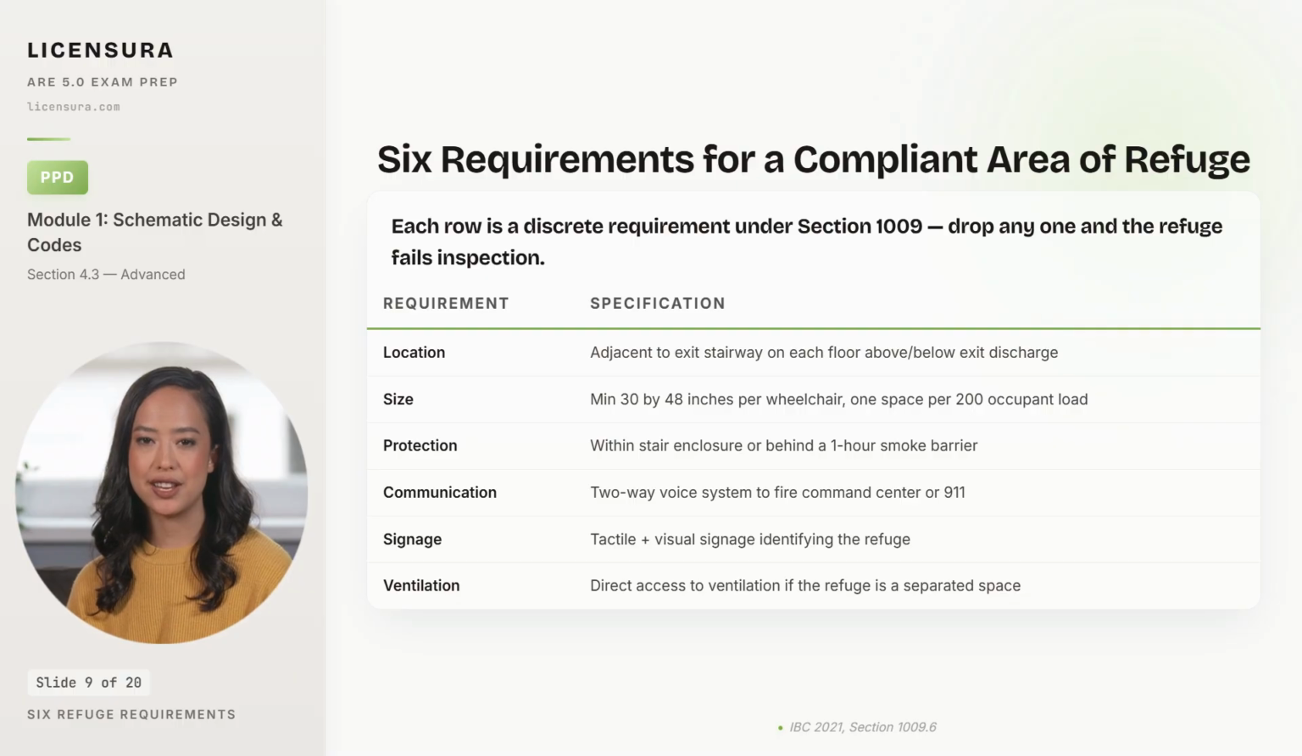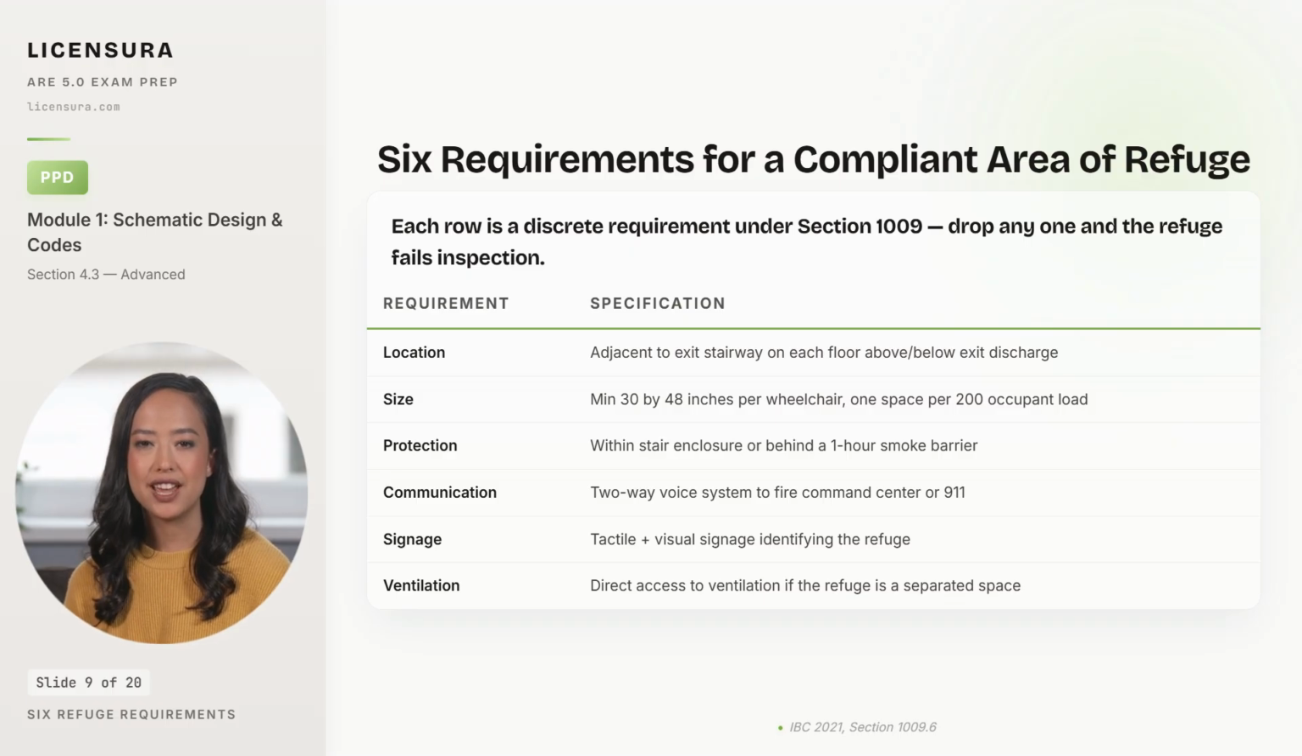Third, protection. The refuge sits either inside the exit stair enclosure itself or in an area separated from the building by a 1-hour smoke barrier, because the whole point is keeping smoke off the occupant while they wait. Fourth, communication. A 2-way voice system to the fire command center or to 911, so the occupant can tell rescuers exactly where they are. Fifth, signage. Tactile signage at the door and visual signage on the wall identifying the area as a refuge.